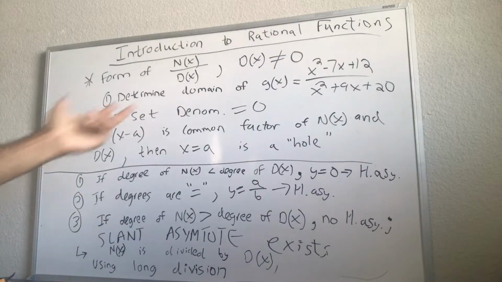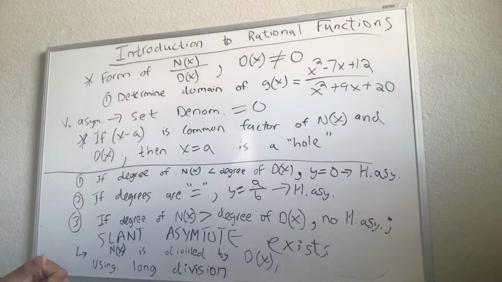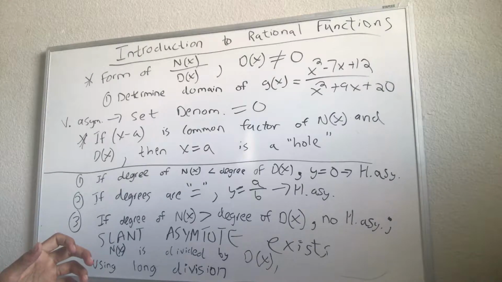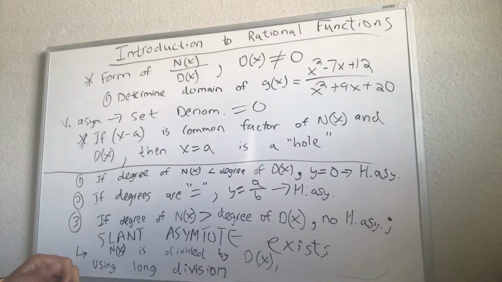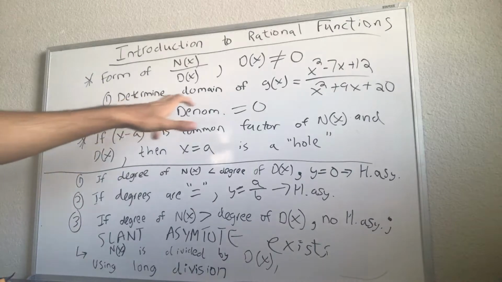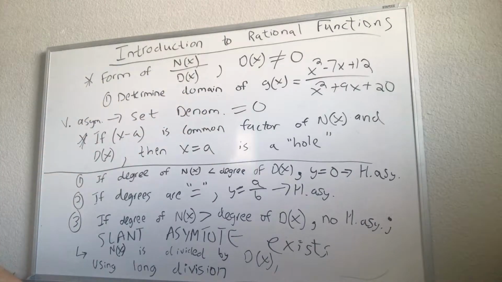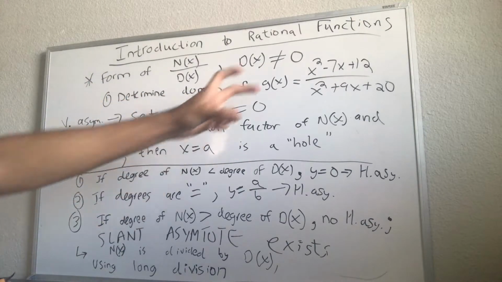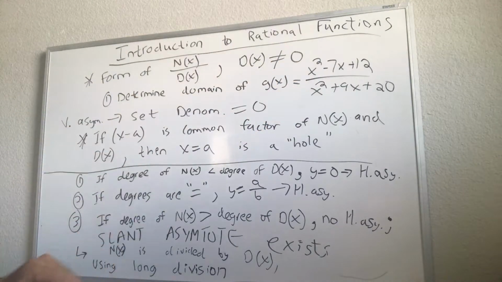Obviously d of x cannot be equal to 0, because if it is, then the overall answer will be undefined. Although that does lead into discontinuities and other stuff, which will bring in the concept of limits later. But looking at this, determine the domain of g of x is equal to this divided by this. Again, domain is really all real numbers.